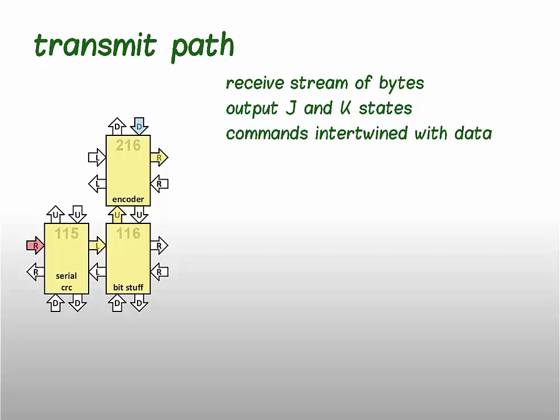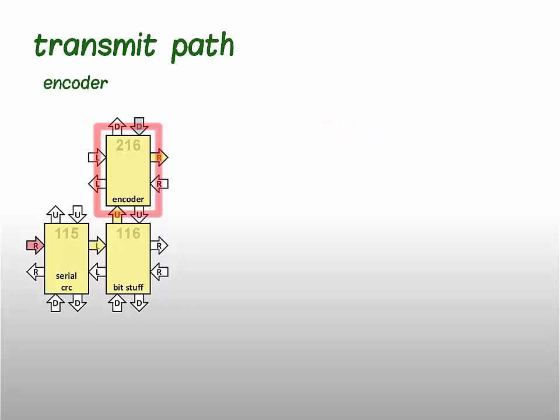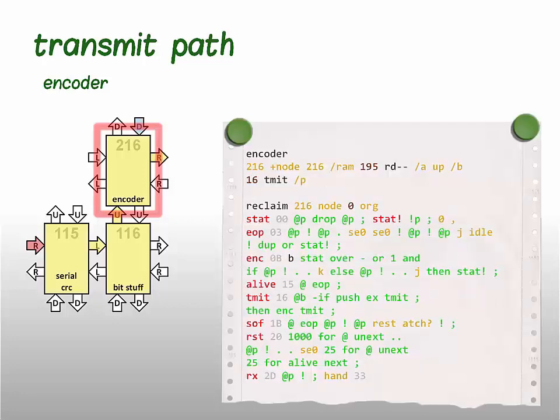We'll follow the transmit path from the encoder backwards. The encoder node receives a stream of bits and converts it into J and K states by calling appropriate code in transceiver node 217. The code for the encoder is given here. Definitions begin with a variable state, which holds the value of the last transmitted state, 0 for J and 1 for K. The execution starts in word transmit.